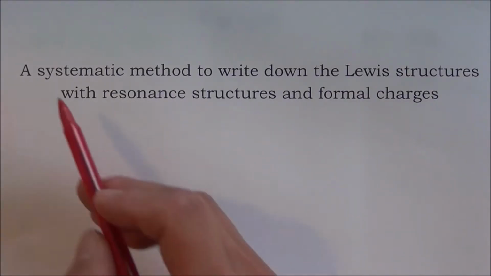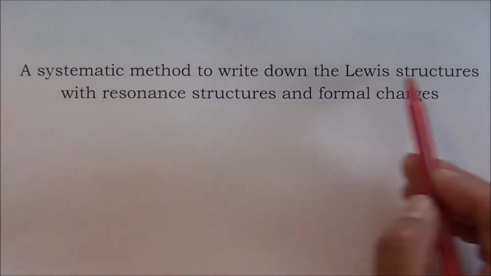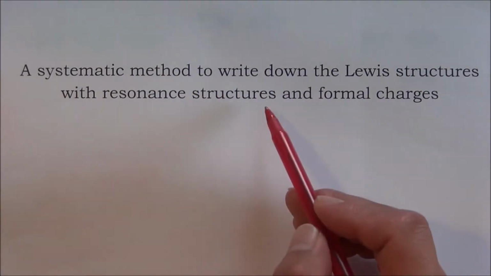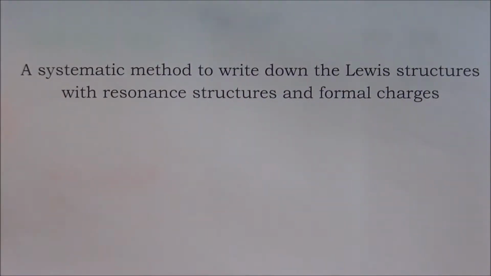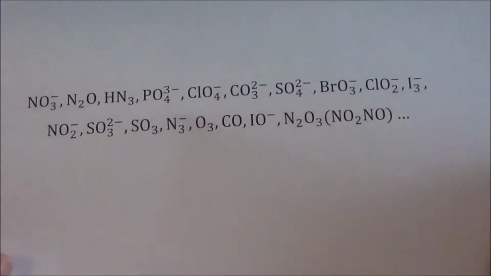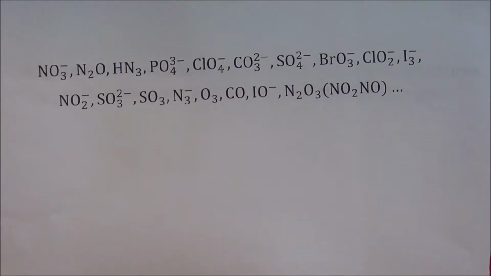Today, I'm going to teach you a systematic method to write down the Lewis structures with resonance structures and formal charges. There are a lot of molecules and ions whose Lewis structures are very difficult to write down correctly. Here is a list of them. If you can follow the procedures I'm teaching you here, it will be relatively easy and relatively fast to write down the correct Lewis structures with resonance structures and formal charges for any molecule or any ion.